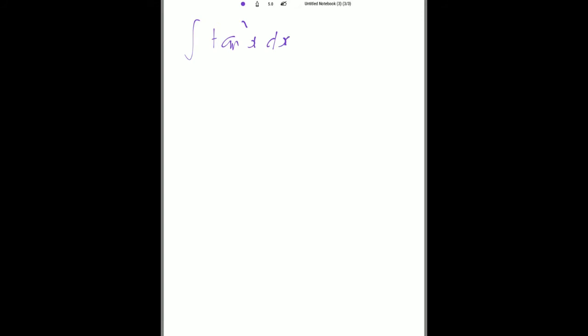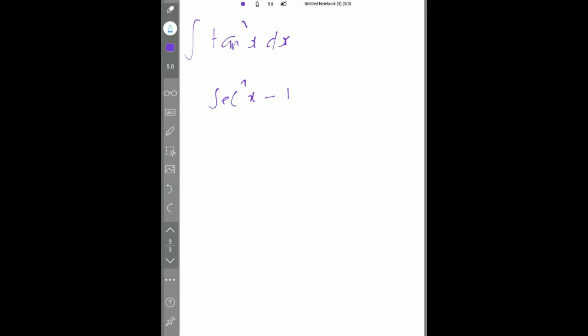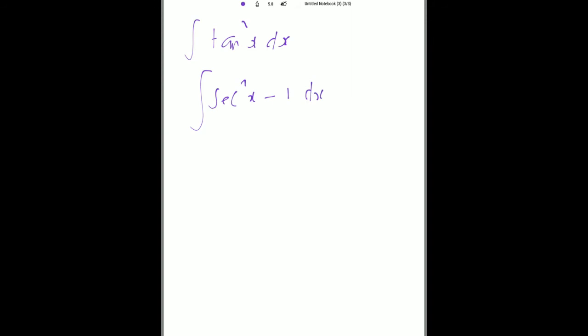Well, we know that tan squared x would be equal to sec squared x minus 1. The integral of tan squared x with respect to x would be equal to the integral of sec squared x minus 1 with respect to x. Now, when you differentiate tan, you get sec squared. So when you integrate sec squared, you must get tan. And when you integrate 1, you will get x plus c. So the integral of tan squared x with respect to x would be tan x minus x plus c.